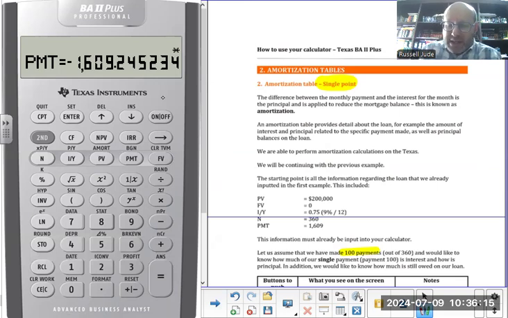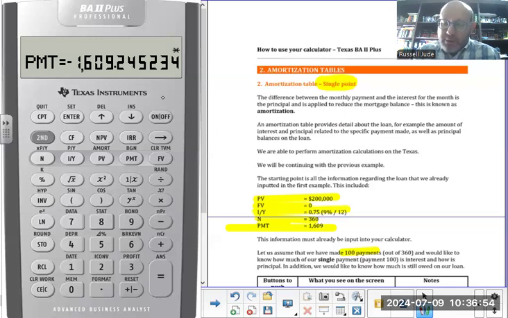Remember again, I've just given you the detail relating to the loan. Present value, $200,000. The future value on the loan is 0 because it'll all be repaid. Interest rate is 9%, divided by 12 because we work monthly. Number of periods is 360. And remember, in the previous example, we showed you how to calculate that payment, and it's still on the calculator. You can see over there on the left-hand side, 1609. Now, that all needs to be input into your calculator before we can get going on our amortization table.